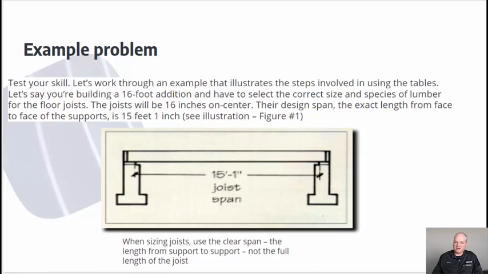Their design span, the exact length from face to face of its supports, is 15 feet 1 inch. And see the illustration below. Even though the overall width of the addition is 16 feet, if we look closely, we'll see from the edge of bearing to the other side edge of bearing is 15 feet 1 inch. So when sizing joists, use the clear span, the length from support to support, not the full length of the joist.